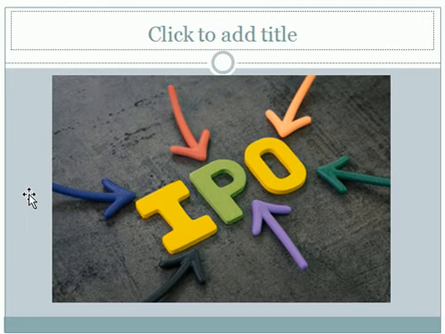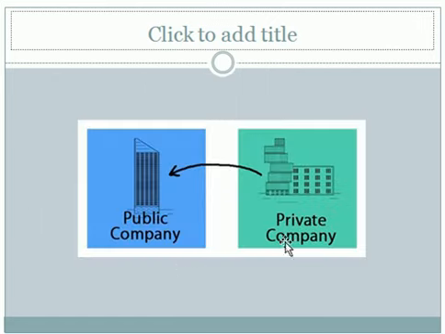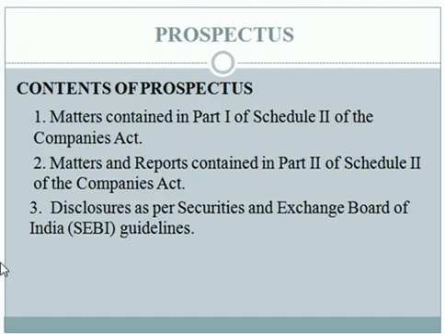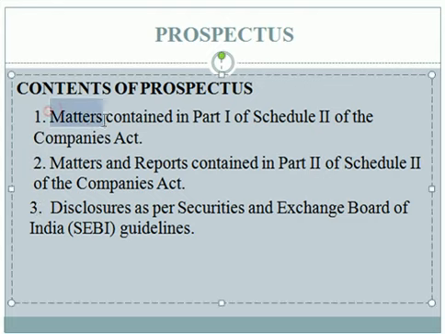And after the IPO process, a private company becomes a public company. So this prospectus is very important. The information in the prospectus is very important. To begin with, these are the three major contents of a prospectus: matters contained in Part 1 of Schedule 2 of the Companies Act, matters and reports contained in Part 2 of Schedule 2 of the Companies Act, and some disclosures by SEBI.